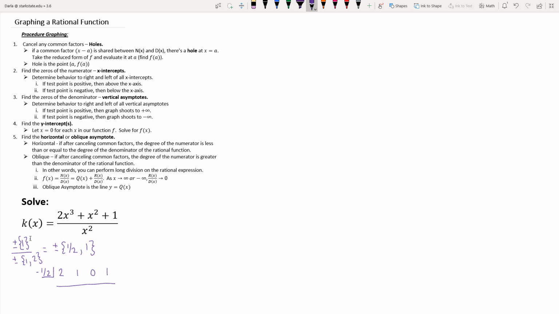And then do your synthetic division, pull down your leading term. Multiply by -1/2, you'll get -1. Add, you get 0. Multiply by -1/2, you get 0. Add, you get 0. Multiply by -1/2, you get 0. Add, you get 1. So -1/2 is not a 0.